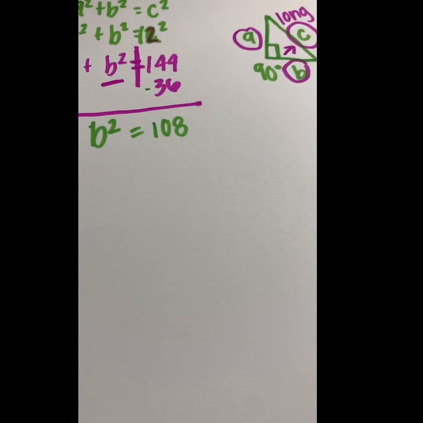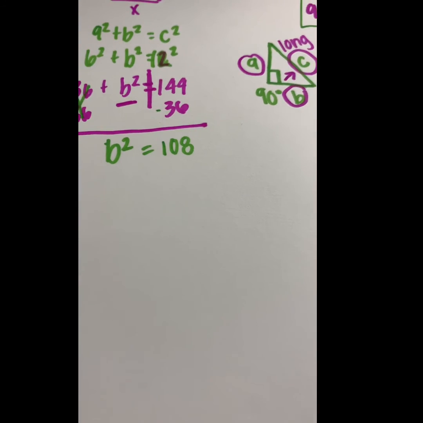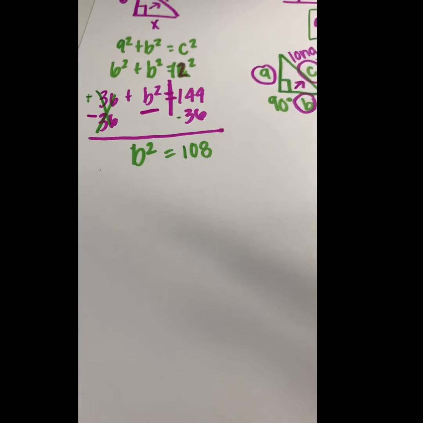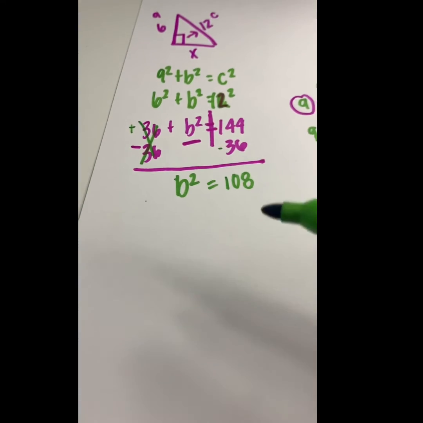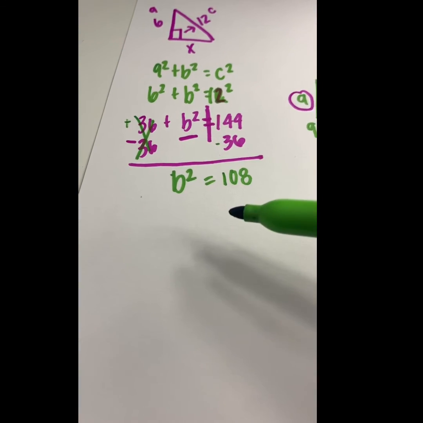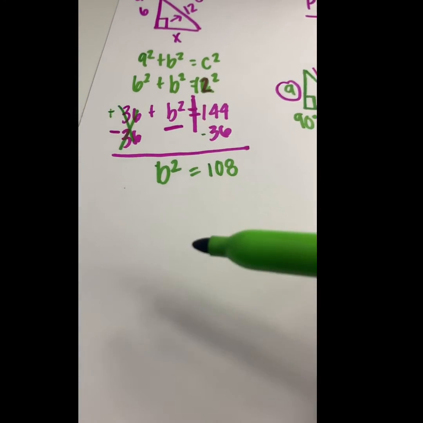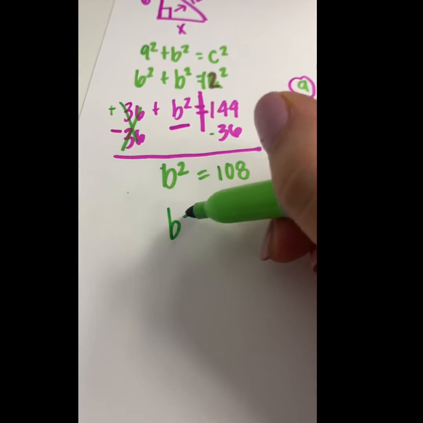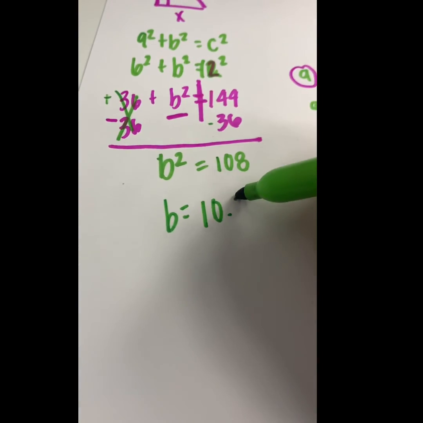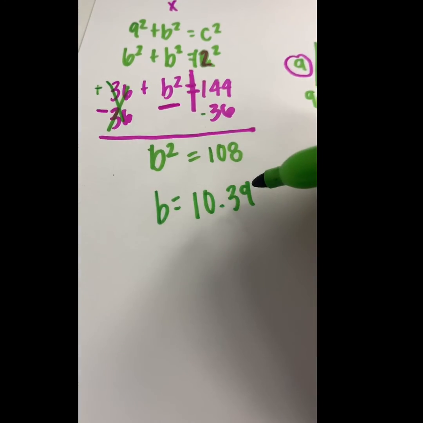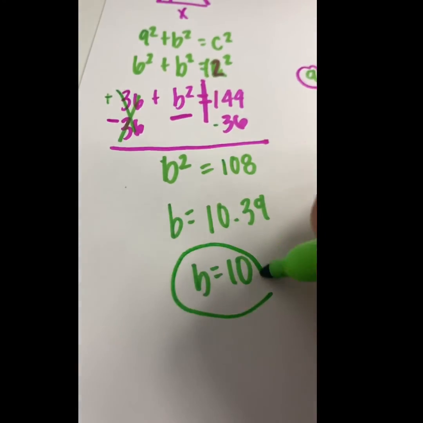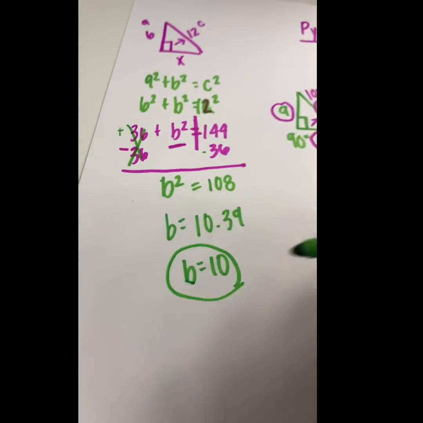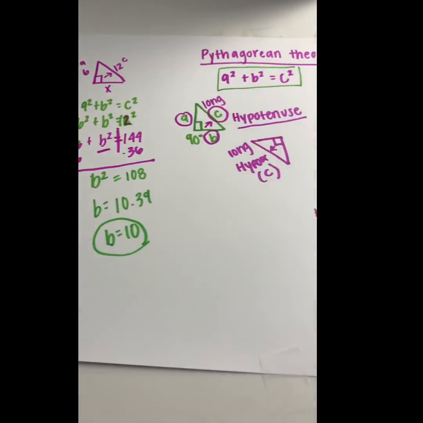So again, you can take your 108 and find the square root of it. You can use a calculator, you can use factorization, you can just figure it out on your own. You can use your head. If you already know it, that's fine. But we're going to get a number that looks a little bit like this, which we can just go ahead and round to 10. So we're going to say that side B is equal to 10. That's all.